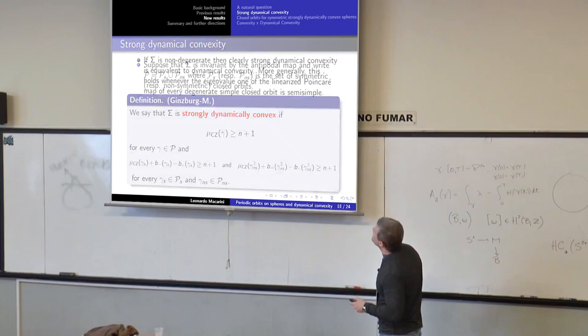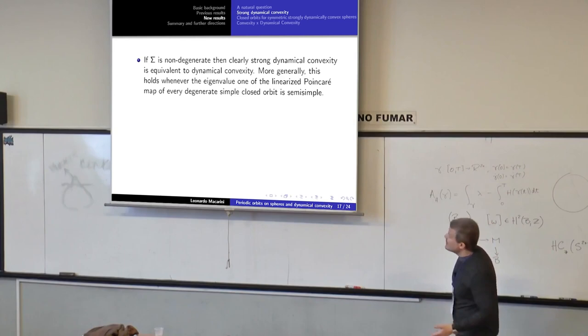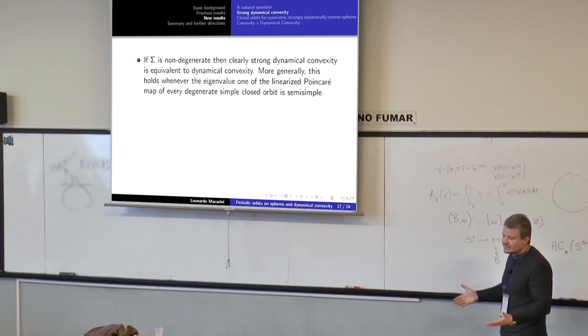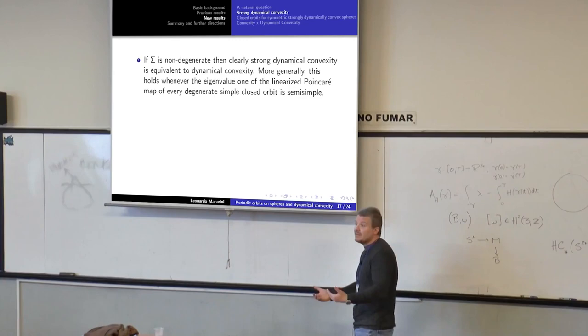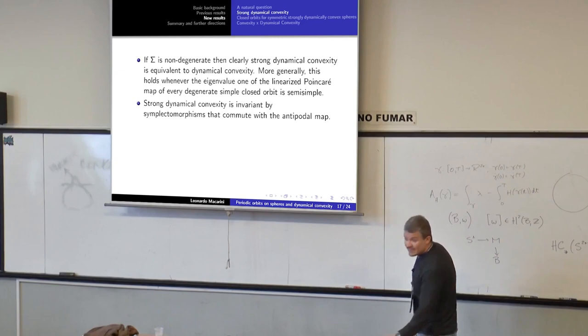So as I said, when sigma is non-degenerate, strong dynamical convexity is equivalent to dynamical convexity because b minus and b plus are both zero. And in general, when the eigenvalue 1 is semi-simple, namely that geometric and algebraic multiplicities are the same, then dynamical convexity is equivalent to strong dynamical convexity, because in the semi-simple case the quadratic form is the zero form. You have the identity. And strong dynamical convexity is invariant by symplectomorphisms that commute with the antipodal map.